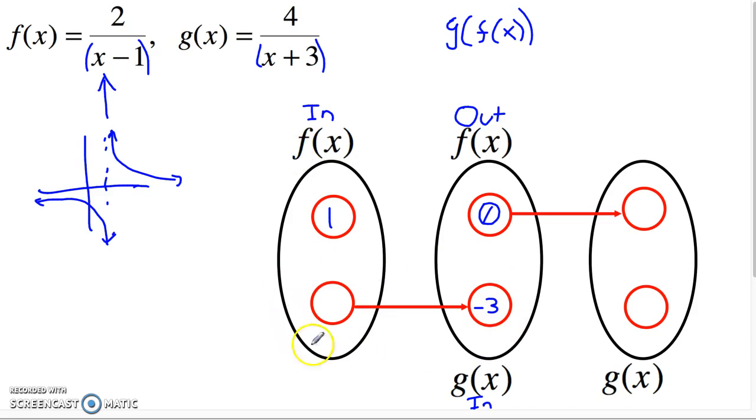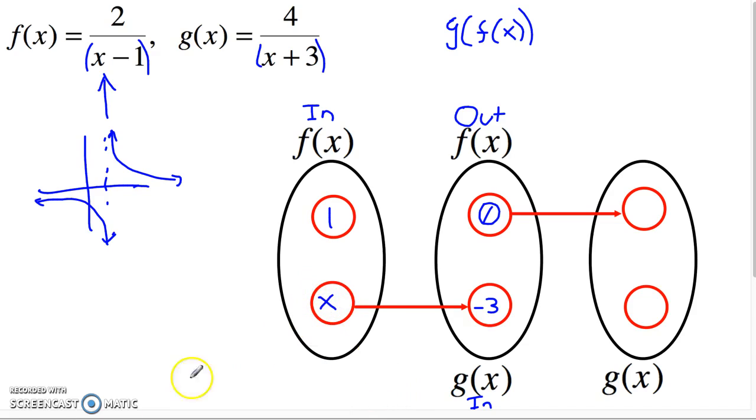Now that leads us to something interesting in the bottom. Notice this negative 3, I have an arrow pointing to it, and that arrow comes from the domain of f of x. Because what I have to do is consider, are there any values of x that when I plug them into f of x are going to spit out a negative 3? Because if there are, that's going to be a problem for me, since g of x can't handle negative 3. Hopefully that makes sense to you.